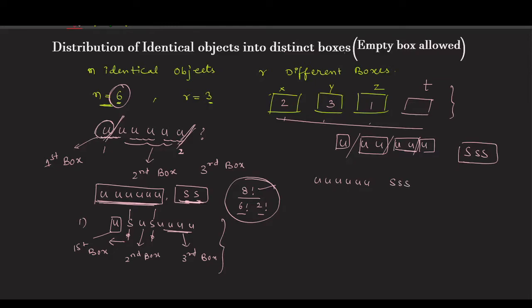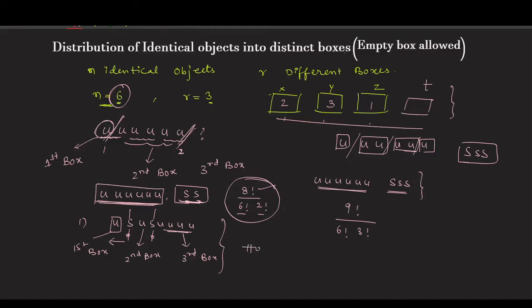How many ways can you arrange? Totally here we have 6 plus 3, total 9 letters. These 9 letters can be arranged in 9 factorial ways, but among which we have 6 U's, so 6 factorial, and 3 S's, therefore 3 factorial. So 9 factorial by 6 factorial into 3 factorial. This is the total number of arrangements. As I told you, each arrangement is one distribution.